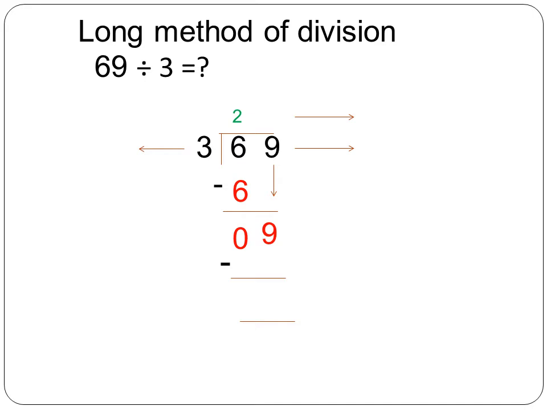Now divide 9 by 3. So it is 3 threes are 9. Now what you have to do? You have to subtract. 9 minus 9 is equal to 0. So here 23 is the quotient, 69 is the dividend, 3 is the divisor.